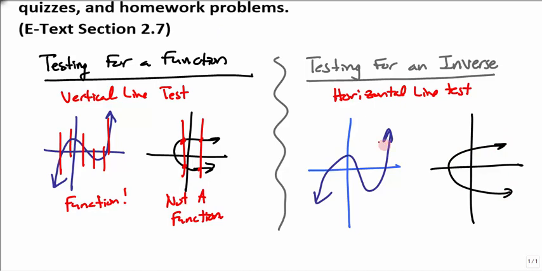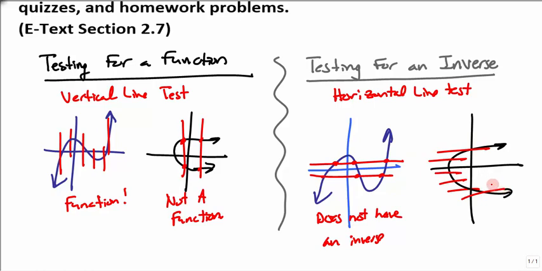If we give this the horizontal line test, you can see that this value of y has three different x values. So this does not have an inverse, because it fails the horizontal line test in all sorts of different spots. This graph, however, it's not a function, but it passes the horizontal line test, so this does have an inverse.